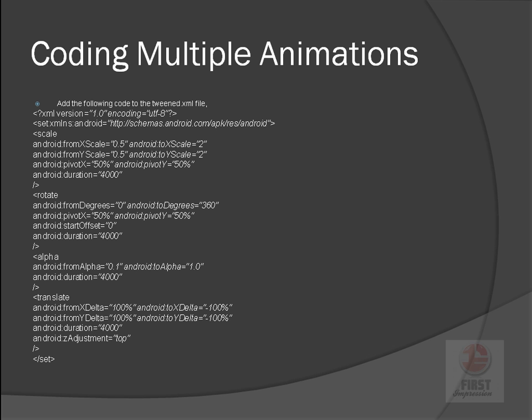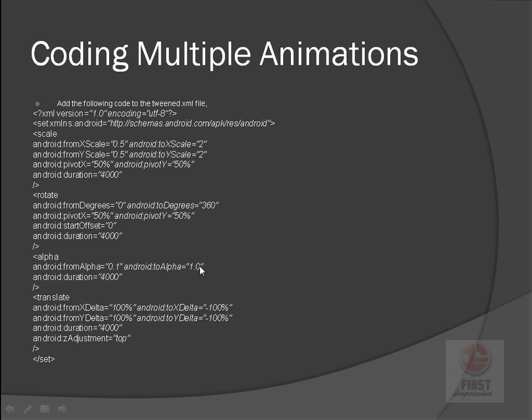And this completes the XML file. Now all these values can be changed depending upon your application, and I suggest you play around with all the values and see the different effects that you get with the animation. For example, you can change the pivot X, pivot Y and see what is the effect of pivot X, pivot Y. You can change the starting offset. You can change the timing. You can change the X scale to X scale.